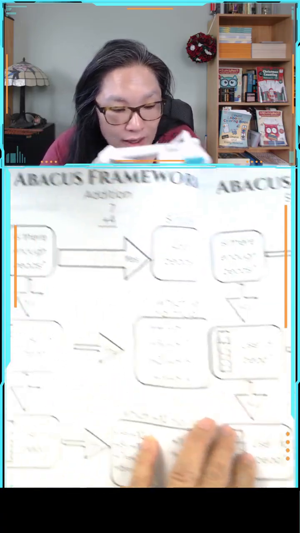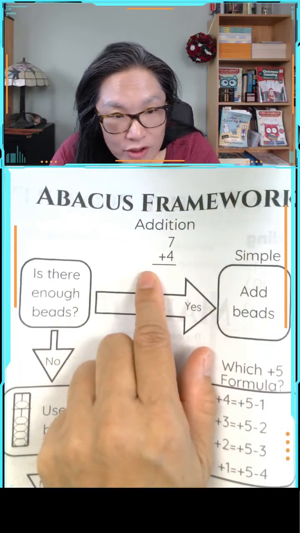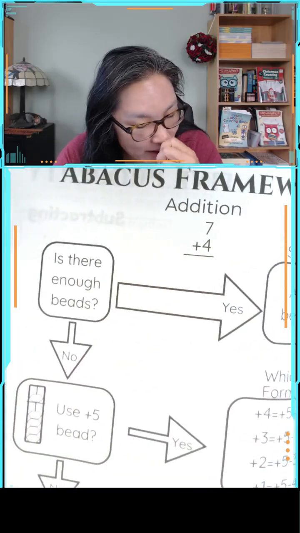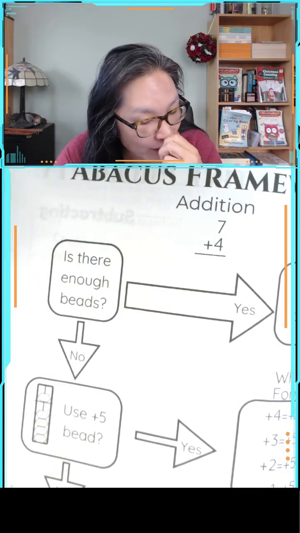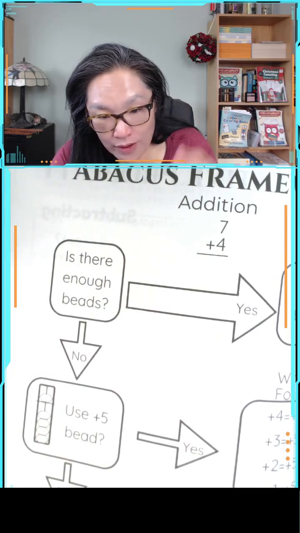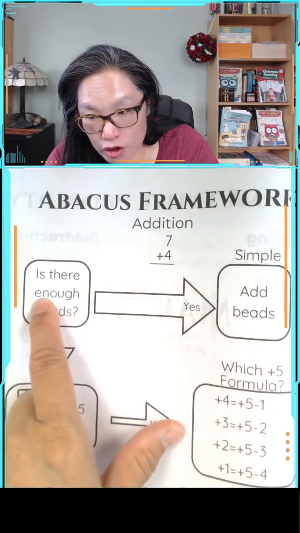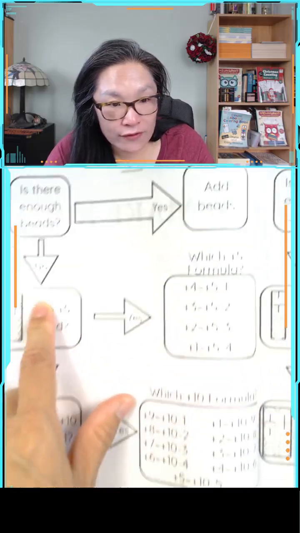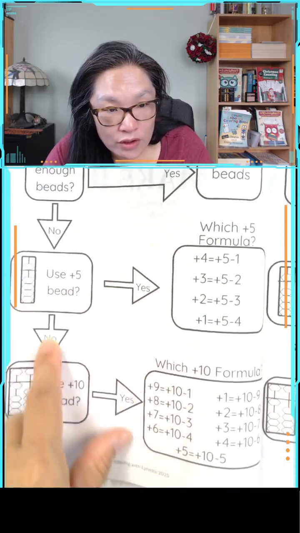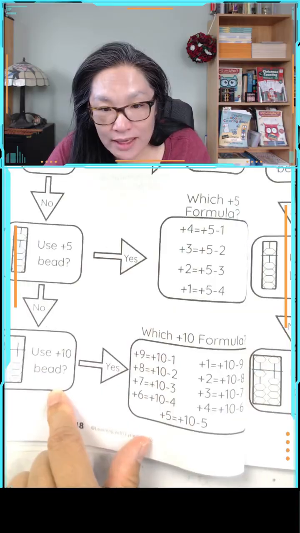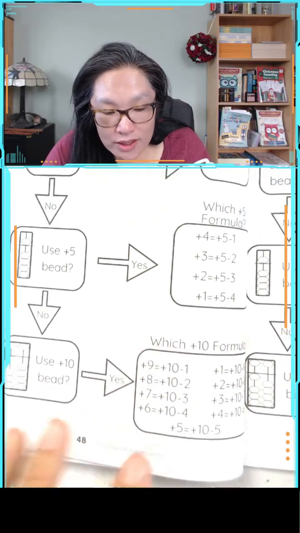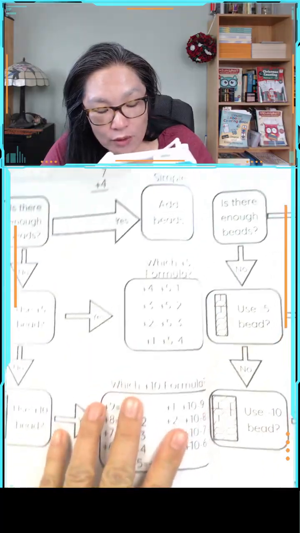And then after that, we have this framework. The framework is actually quite critical. The reason why is because this is how we start developing critical thinking in our math. What this means is I have the 7 and I want to add the 4. Do I have enough? Yes or no? If not, then can I add the 5? Yes or no? If not, then I got to add the 10. So that's what this means. This is a workflow every time you add a number.